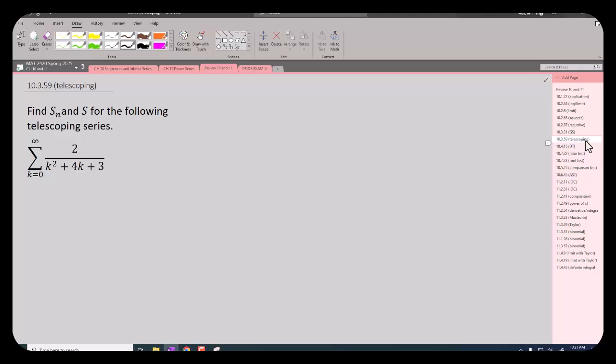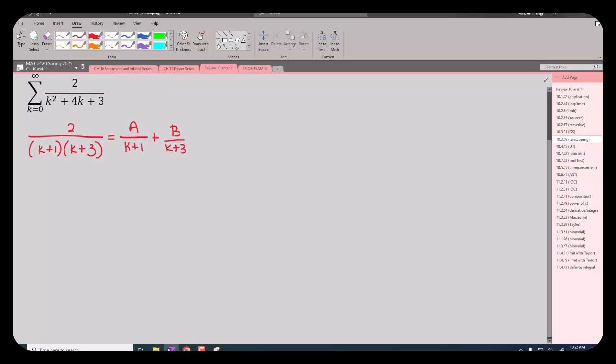So this is a telescoping series. It's not obvious in the format that it's written in. What we have done to put this in the right format was to use PFD. When we factor this denominator, we see that we could break it apart. There's two linear factors, so we can break this apart into an A over k plus 1 and a B over k plus 3. And so we do our classic PFD thing.